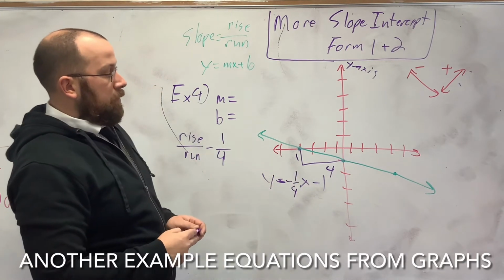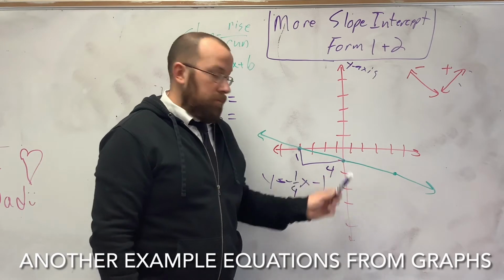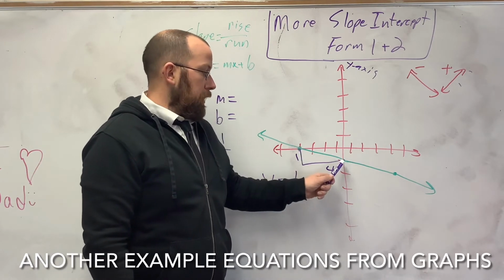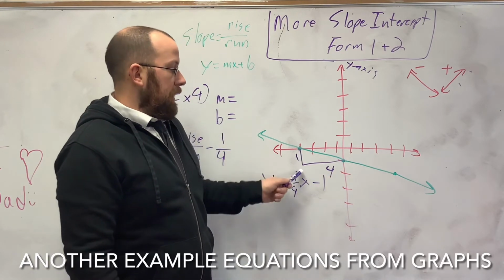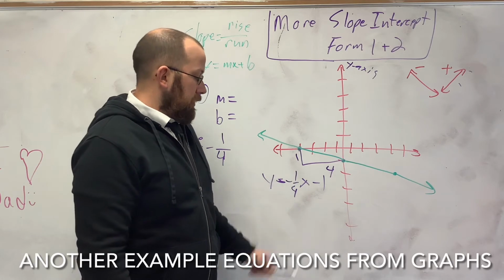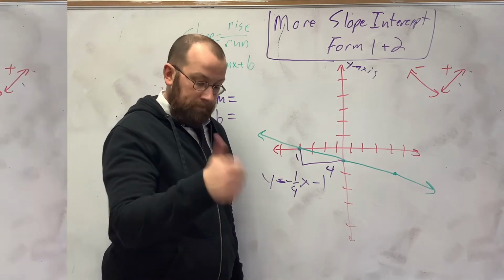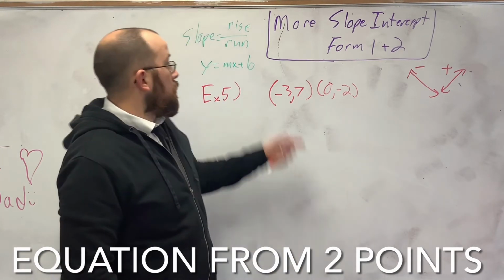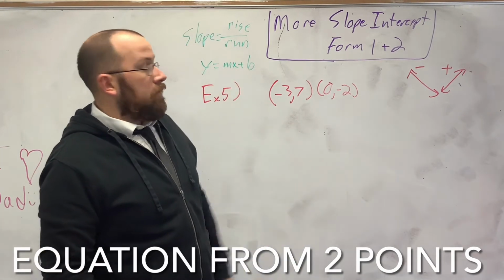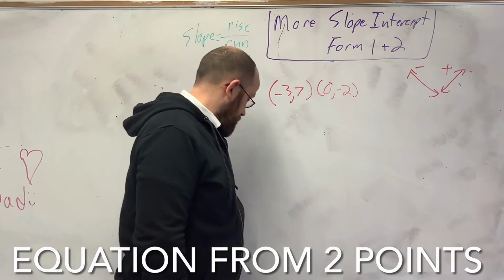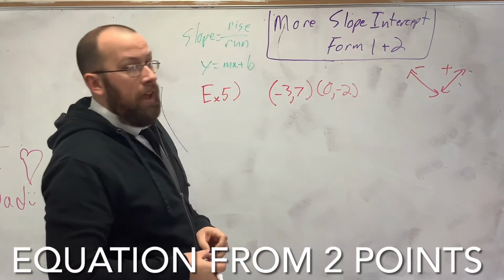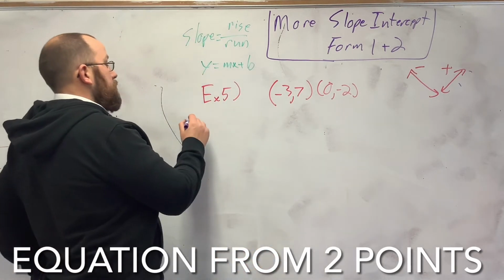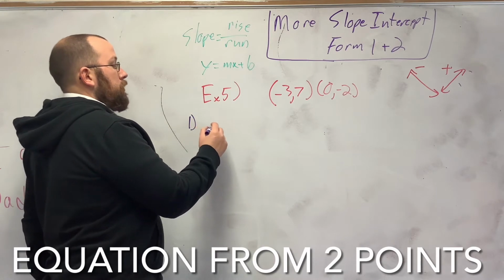It really is that simple. Look at the y-intercept, put it in. Make a right triangle, and then just count the legs of the triangle. Get -1/4. All right, and now the hardest way to find the slope-intercept form equation from 2 points. When you have 2 points, the first thing you have to do is use the slope formula.